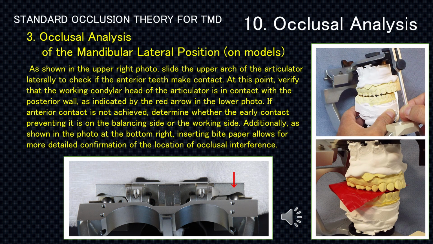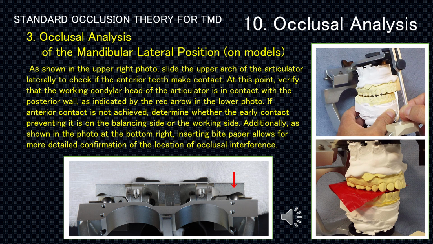3. Occlusal analysis of the mandibular lateral position on models. As shown in the upper right photo, slide the upper arch of the articulator laterally to check if the anterior teeth make contact. At this point, verify that the working condylar head of the articulator is in contact with the posterior wall, as indicated by the red arrow in the lower photo.